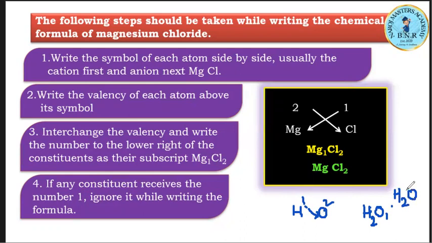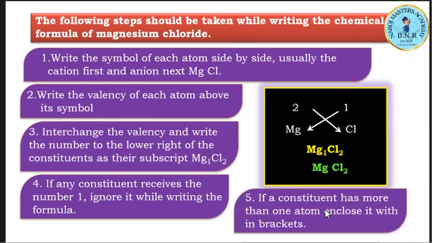Okay. So in this way we can identify. Let me give a few more examples so that you get a clear idea about how to write the chemical formula of molecules. If a constituent has more than one atom, enclose it in brackets. Okay.